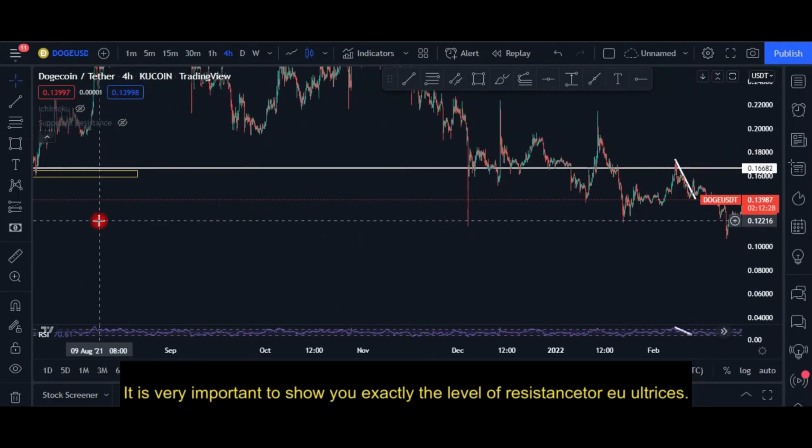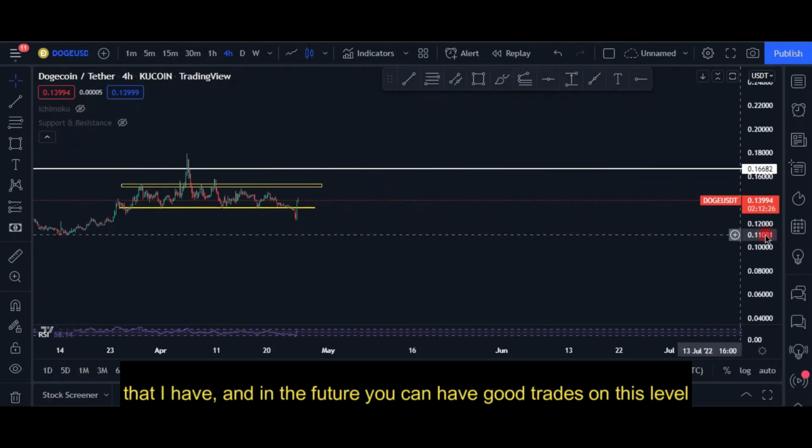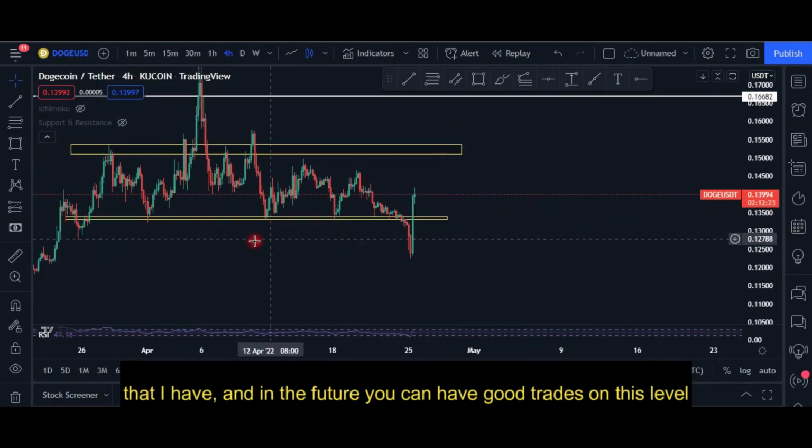It is very important to show you exactly the level of resistance that I have, and in the future you can have good trades on this level.